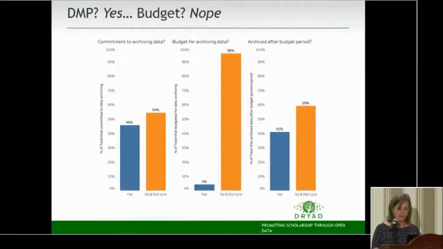So why is it so hard? Well, you can see on the left block here that 46% of respondents did commit to archiving data as part of this NSF funder's data management plan. But only 4% of them actually had a budget in place for archiving. So this is a massive gap.